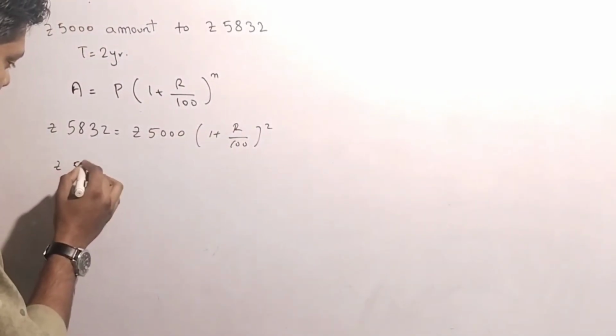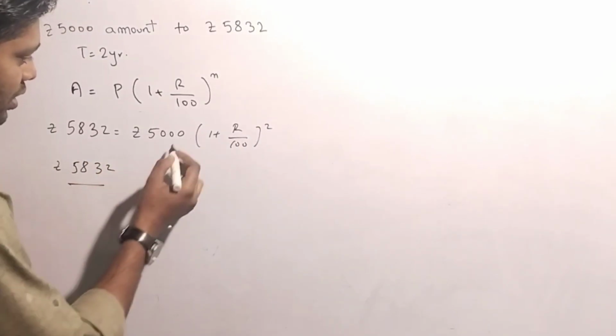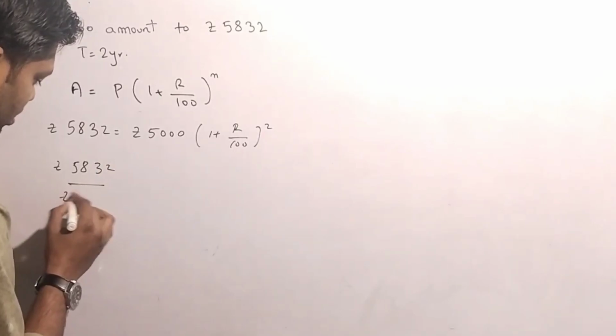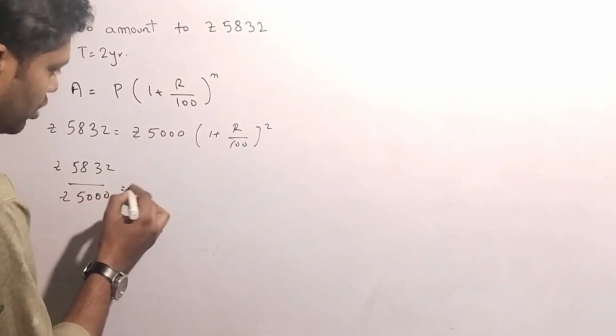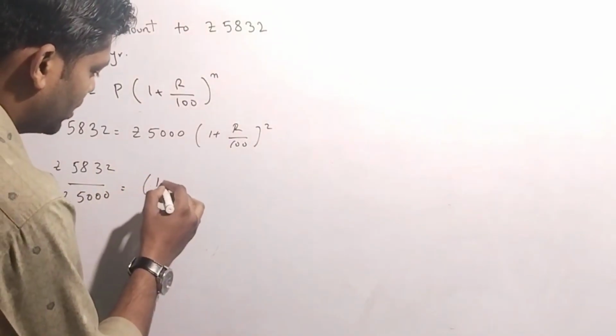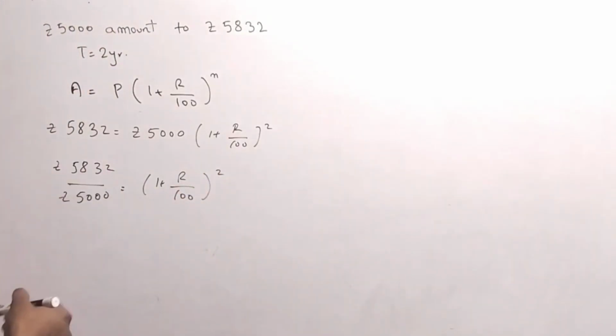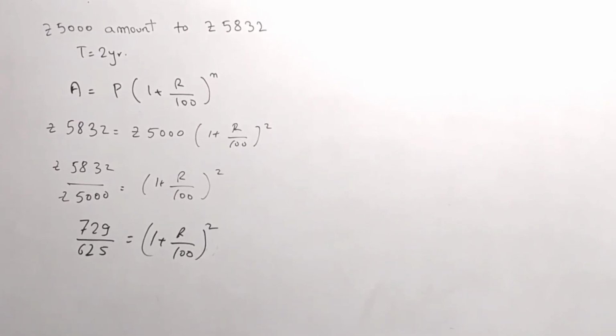Okay, so 5832 by 5123 equals... there's a multiply sign between these two terms, so this will be divided. What is being left? (1 plus r by 100) squared, and here it will be 2. Now solve this one. How much is it going to become? This is what we get after cancellation. Okay, you have to do the cancellation, right?